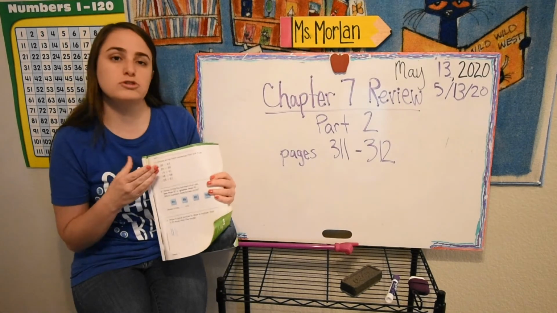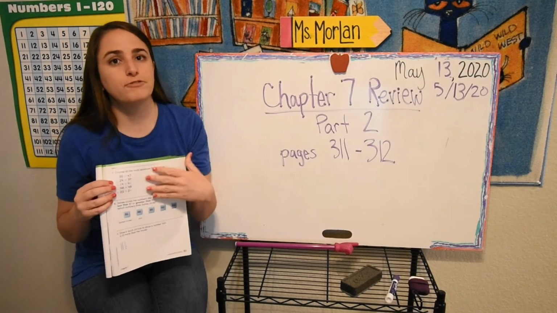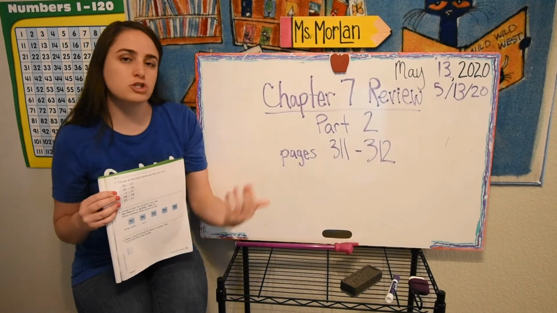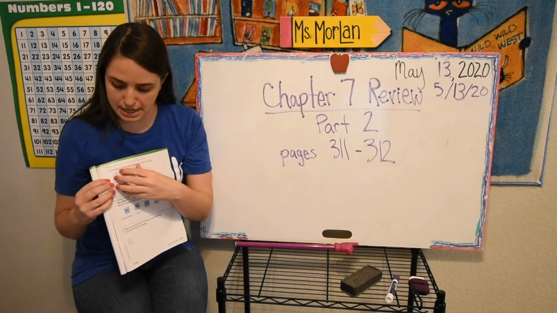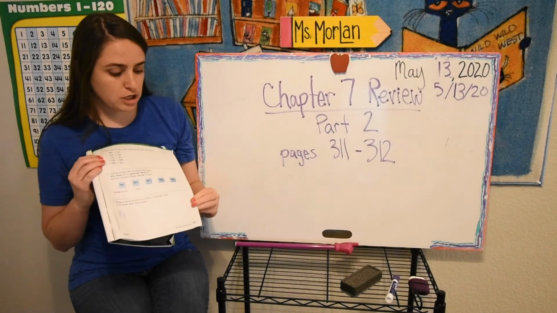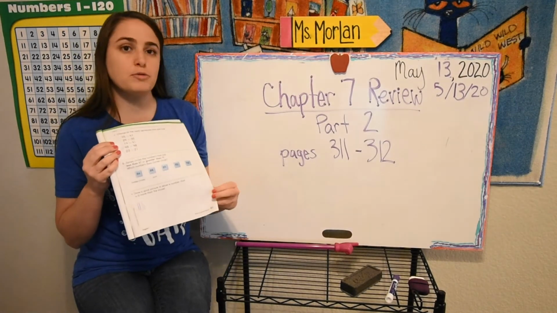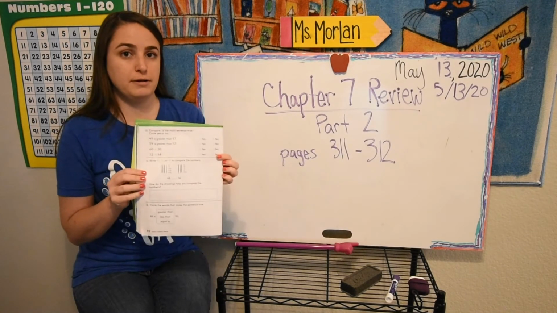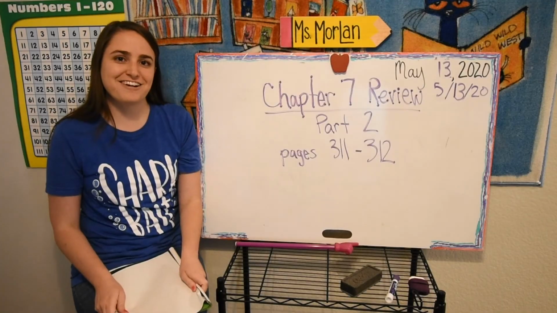And I would like you to go through and solve each problem first before you see how I got the answer. So you would solve it and then watch me to check your work, to check your answer. We're going to complete both pages. These will be the last 2 pages of your Go Math book. All right, let's get started.